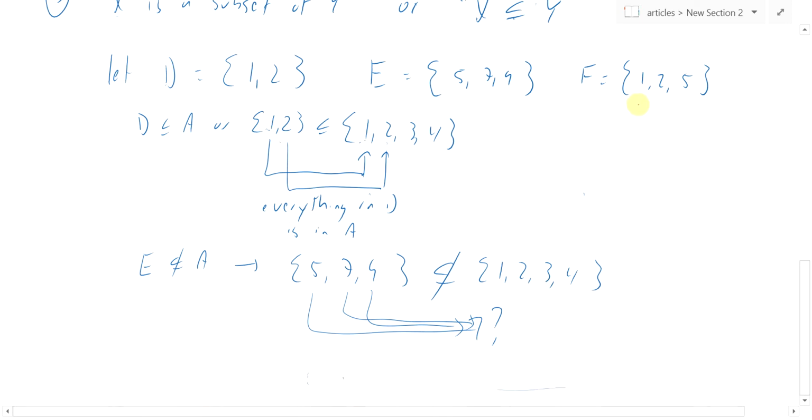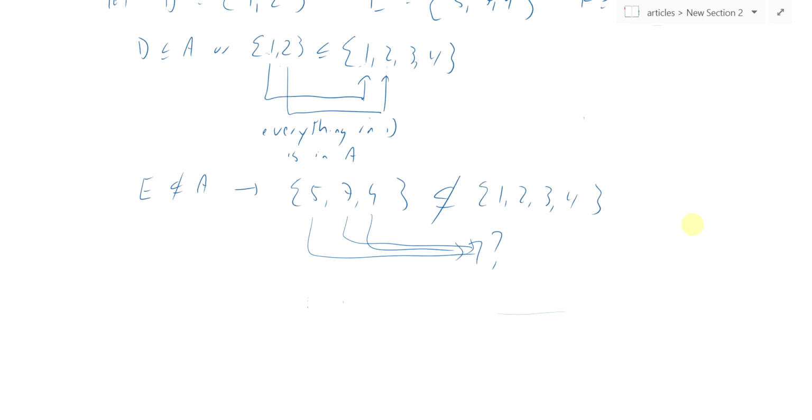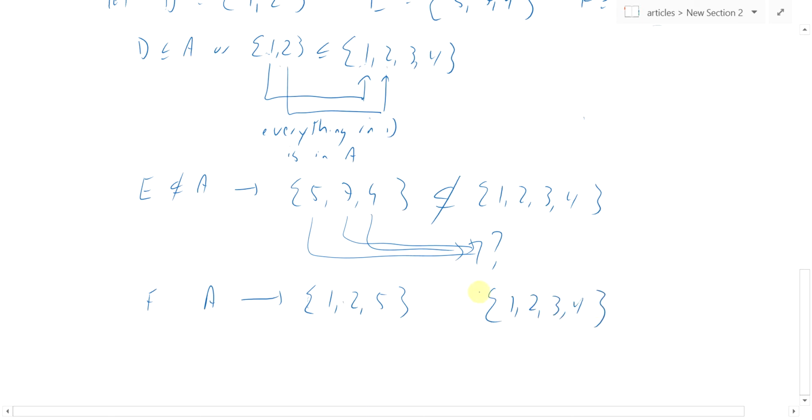Now if we look at F, F is the set 1, 2, 5. Right? And I'll leave this little middle space blank because we don't know yet. Is F a subset of A or not? So here's our list for A, 1, 2, 3, 4. Here's our list for F.